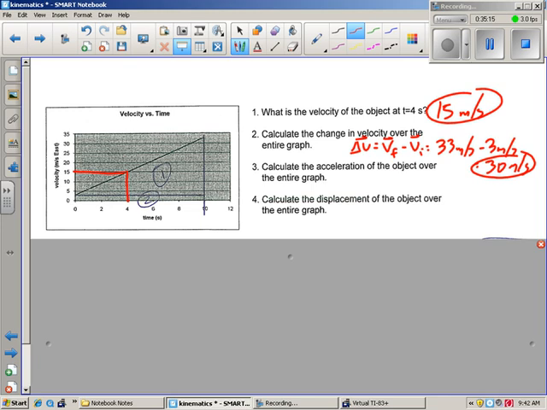What's the acceleration over the entire graph? How do you find acceleration? We can say delta v over delta t, good. Or we could also say the slope, since it's just one straight line. Let's go with delta v over delta t, though. Delta v is 30 meters per second. The time interval is 10 seconds. So that's going to be 3.0 meters per second squared.